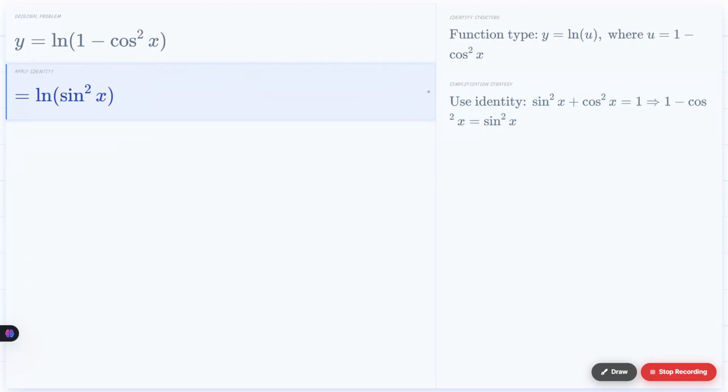We write the new equation as y equals natural log of sine squared x. We do this to use our simpler version. We replaced 1 minus cosine squared with sine squared.